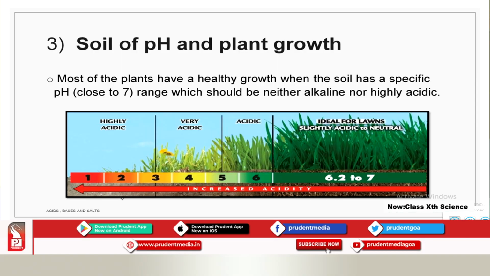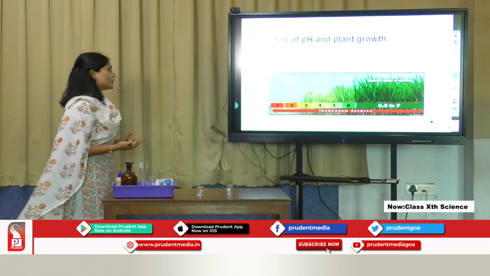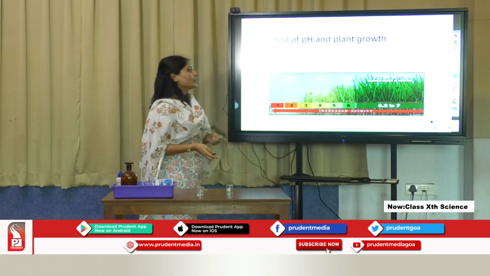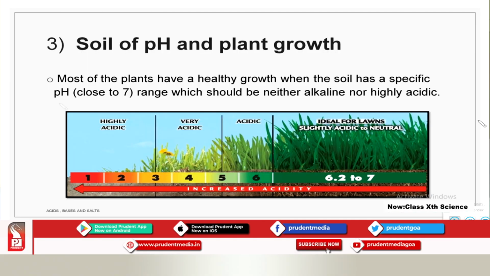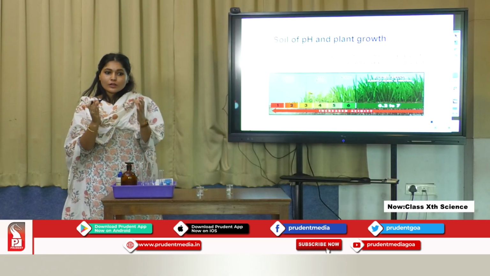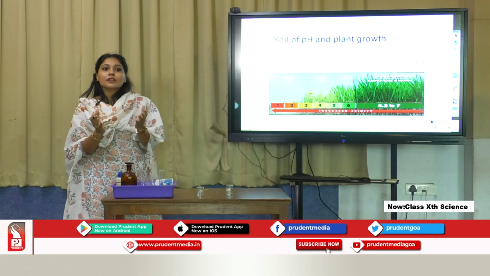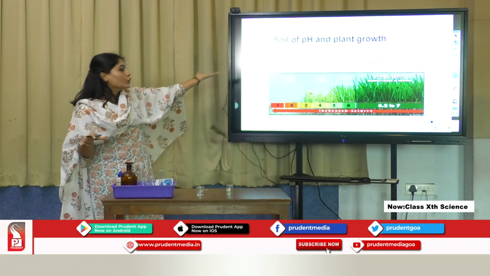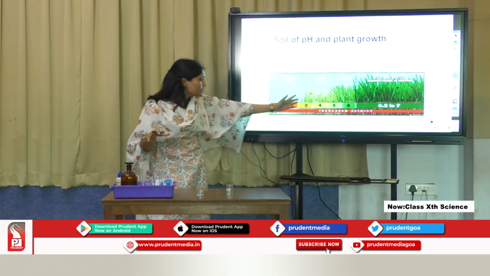Okay. Soil pH and plant growth. One of the most important natural resources that we have is soil. Most of the plants have healthy growth when the soil has a specific pH close to 7. The range should be neither alkaline nor highly acidic. Every plant will grow very nicely in a particular soil where the pH is close to 7. So, you can see over here there is a pH scale.